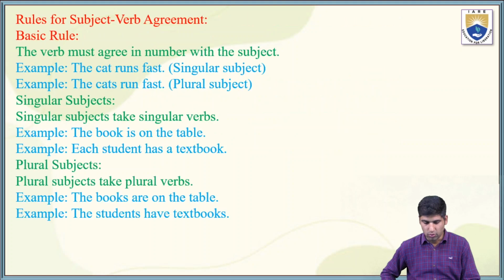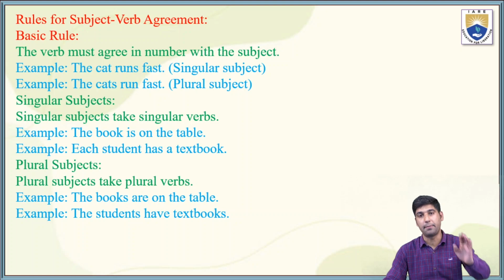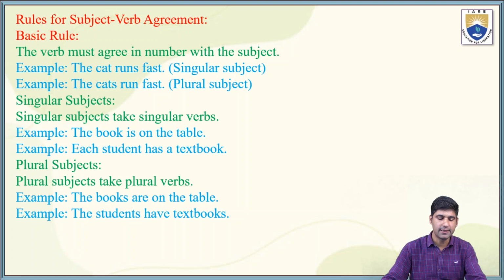Let's see, there are certain rules I would like to show you. Rules for subject-verb agreement, basic rules. The verb must agree in number with the subject. If the subject is singular, the verb must be singular. If the subject is plural, the verb must be plural. See, we have the first sentence, the cat runs fast. Cat is singular.